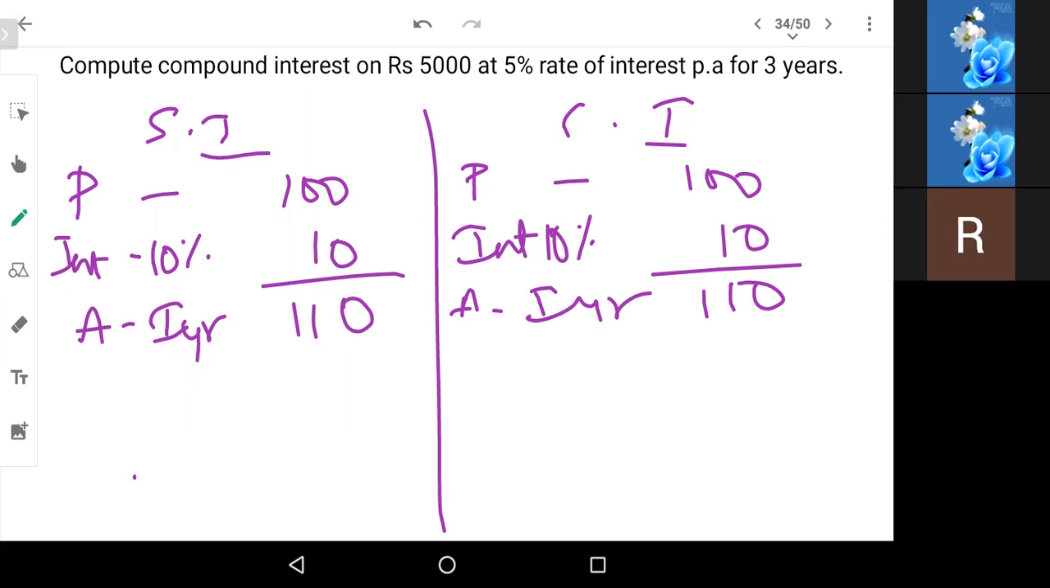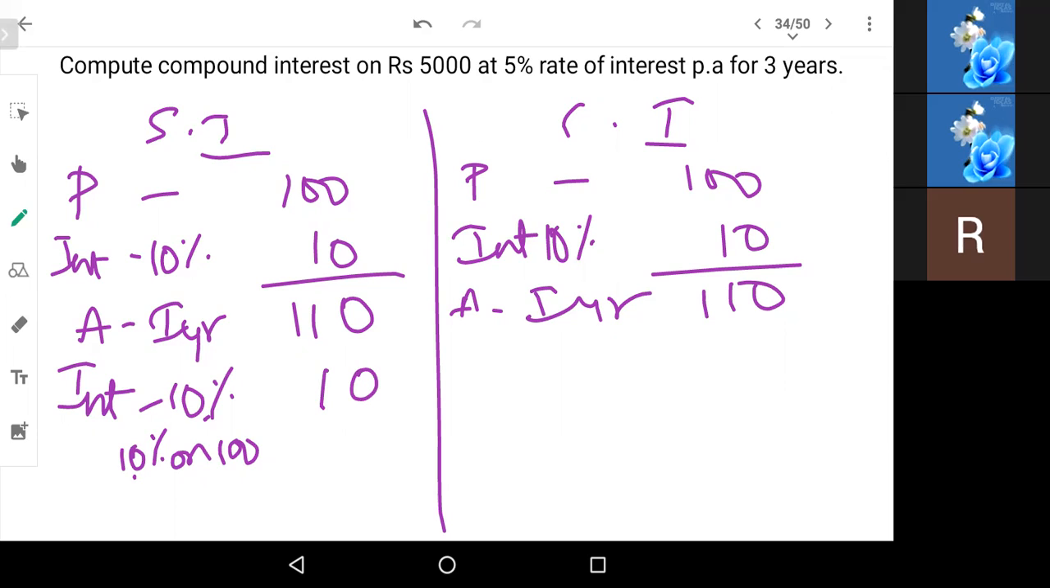Now in the second year, in simple interest, again you will calculate interest on 100 rupees. You will not calculate interest on 110. Okay. This 10% here will be calculated on 100 rupees. So what will be your interest amount? It will be 10 rupees only.